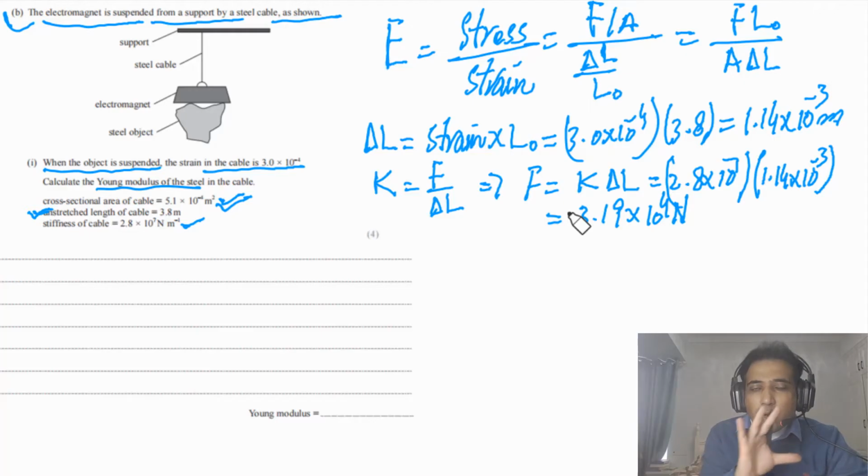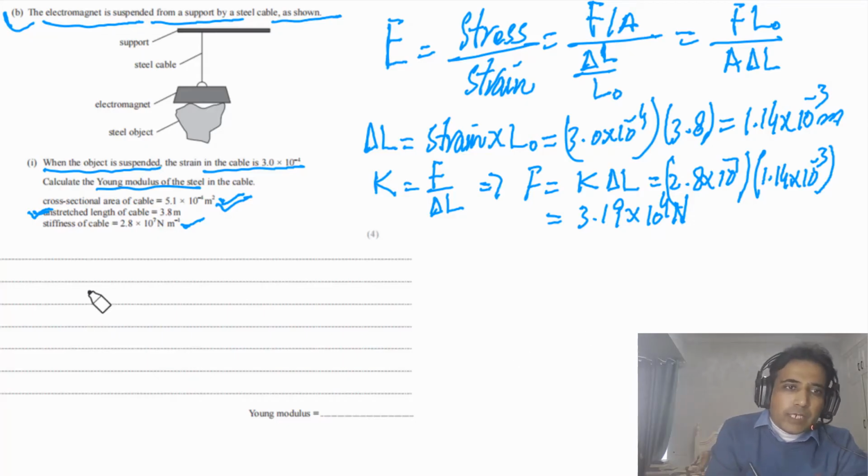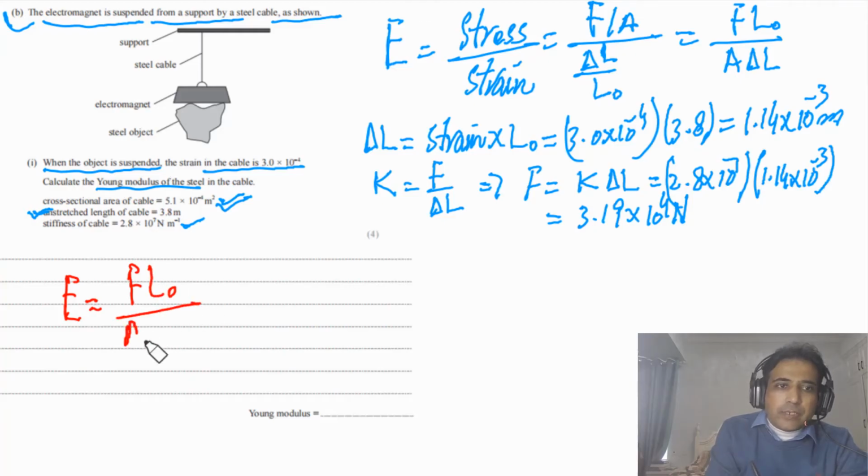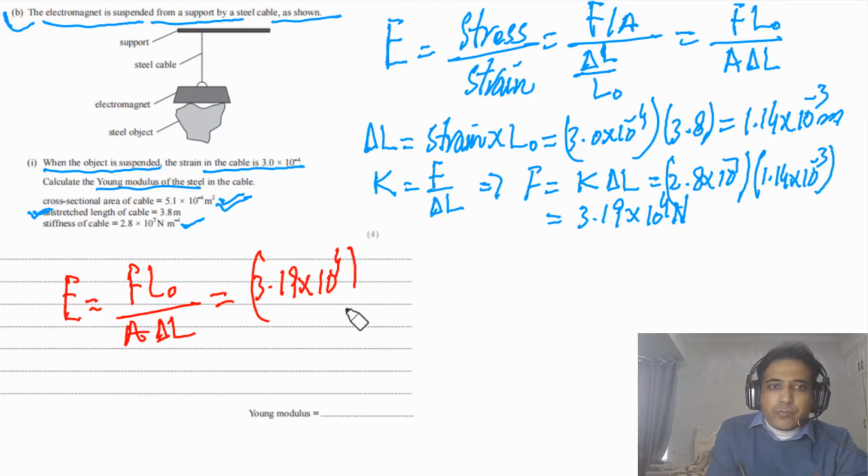Now we have all the quantities. Now simply we need to plug in and we can find the value of Young's modulus. So finally we can say Young's modulus is equal to F L naught divided by A times delta L. The value of force we have, that is 3.19 times 10 to 4. The value of L naught we have, that is 3.8.